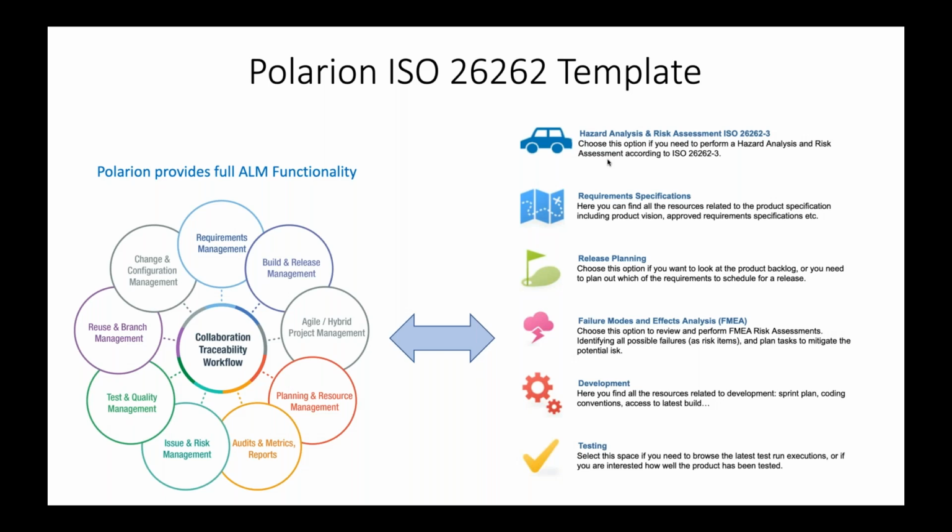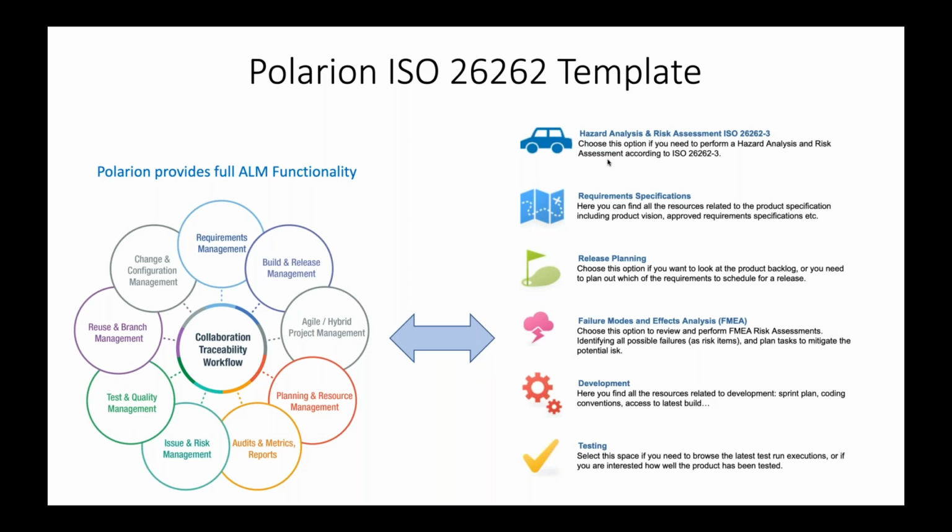On the right side, you can see the areas which are part of the 26262 template inside Polarion. We can look at that: requirement specification on the right side is part of the left side functionality of Polarion. You can also do release planning, development, testing, and quality assurance.